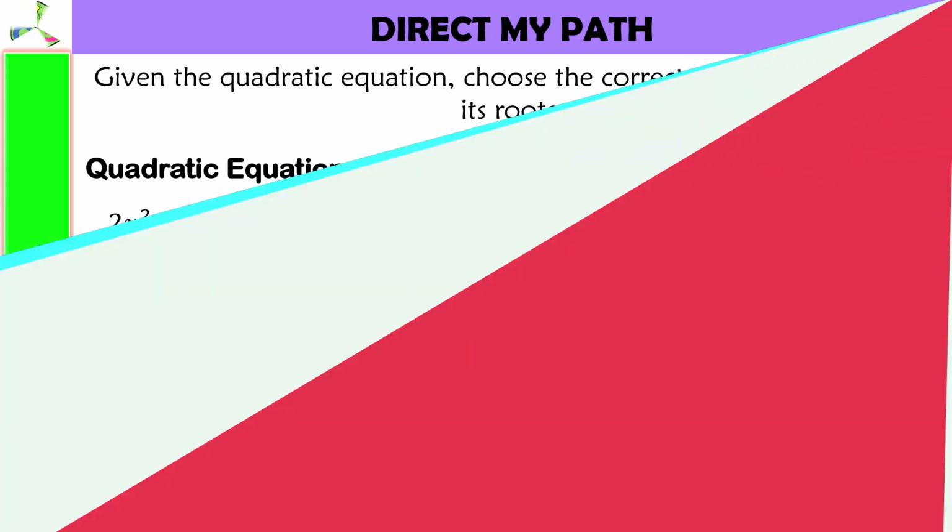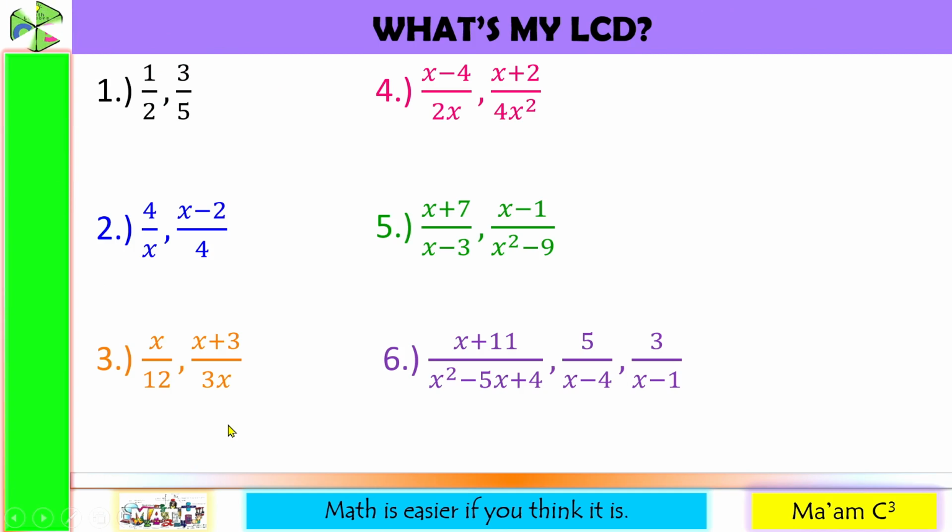Do you still remember LCD? Least common denominator. This is a prerequisite for today's lesson. So let us determine the LCD of the following. If your denominators are different constants, all you have to do is skip counting. Let us skip counting by 2. This time, let us skip counting by 5.